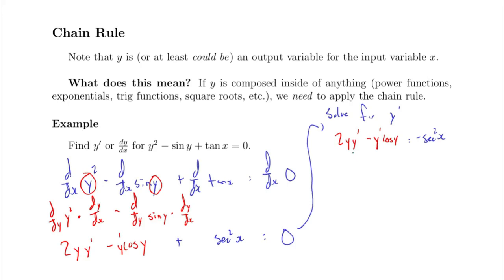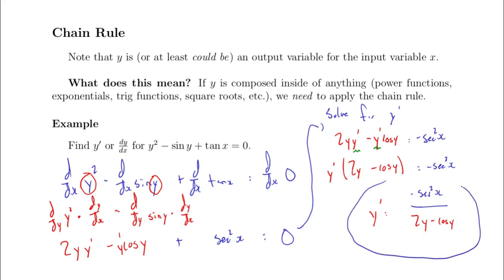If I do this, I'm going to notice that y prime is a common factor. So let's just factor out y prime. And now we're left with 2y minus cosine y. If y prime's not a common factor when you've done this, that means you haven't moved all the right terms around. So again, shuffle them all up until you only have y prime terms on one side, and then you're guaranteed that y prime is a common factor. Now we've got that y prime equals negative secant squared x divided by 2y minus cosine y. That's pretty ugly, but whatever. That is y prime, or if you'd rather, dy over dx.